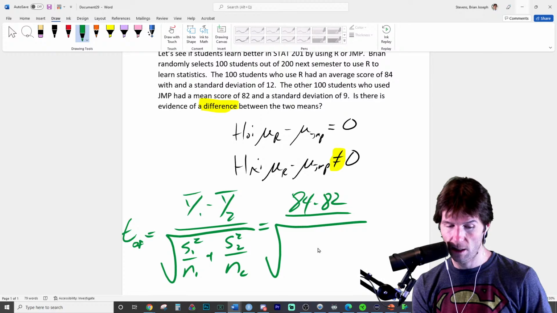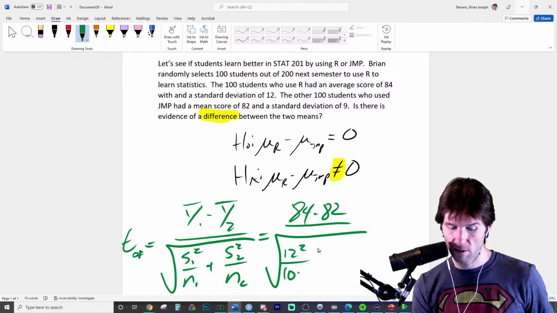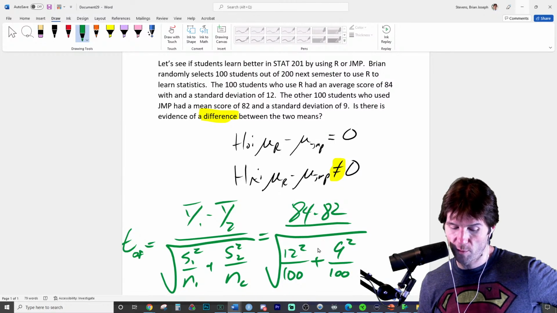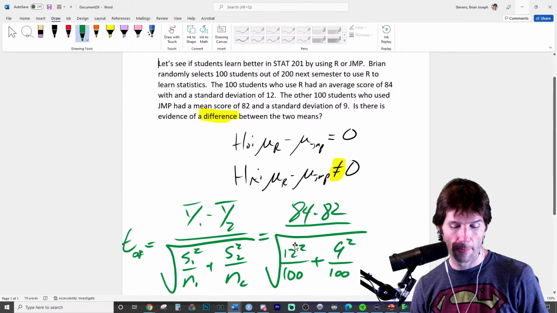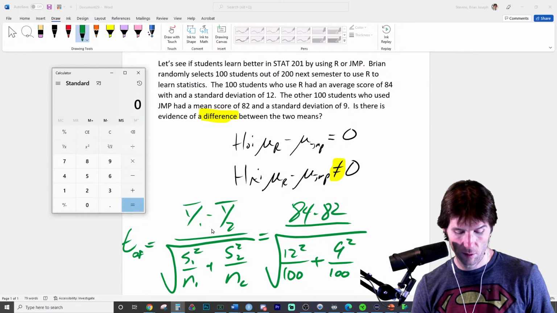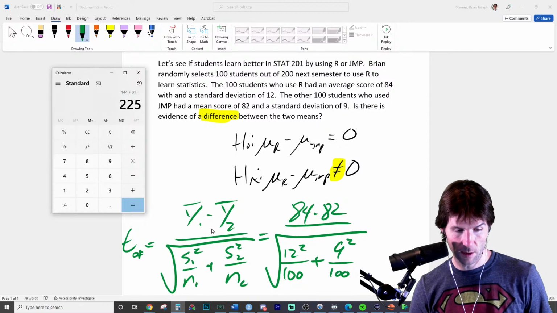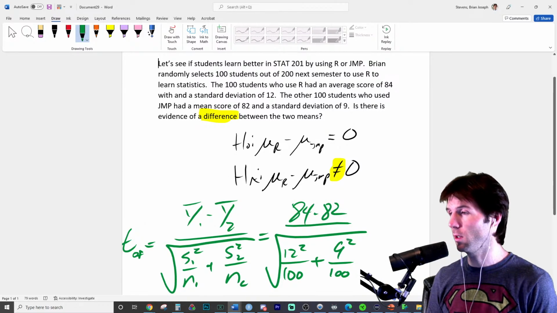And then the 12 squared over... Oh, no, it's not square root of 100. What am I doing? It's s squared over n. Plus 9 squared over 100. That's 144 plus 81, it's 225, right? Over 100. We can almost do this one in our head. So 144 plus 81, 225, good. Divided by 100. Now square root that. That's, wow, it's 1.5? Cool.